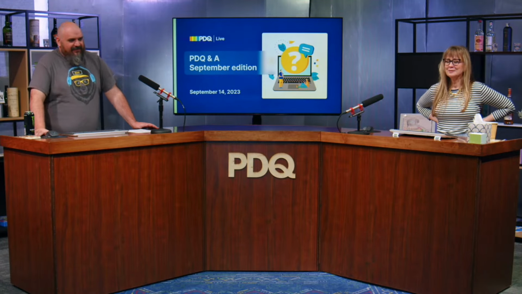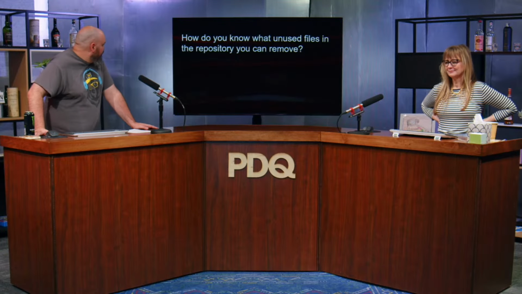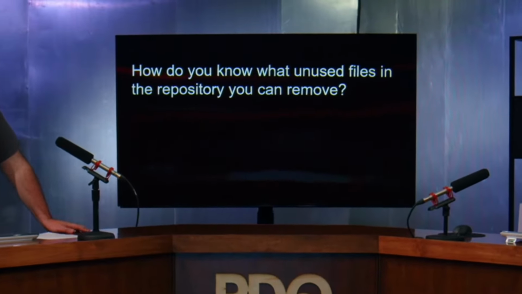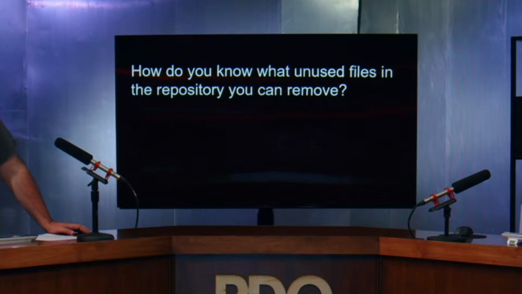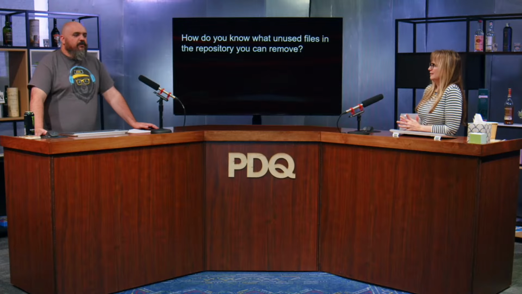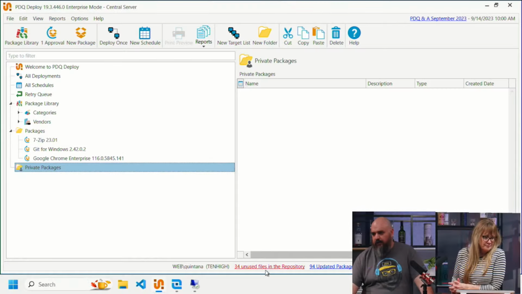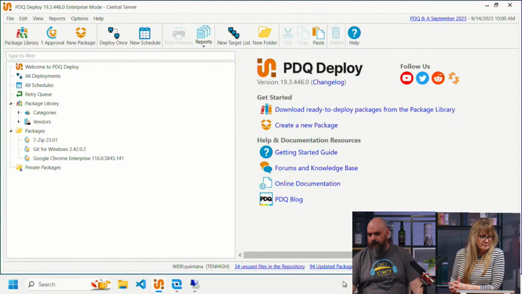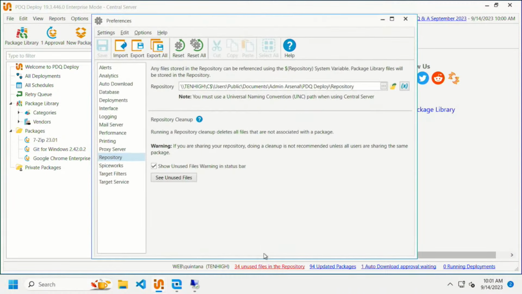Question: How do you know what unused files in the repository you can remove? There's a cleanup function, isn't there? There is a cleanup function. We have it right down there. Currently we have 30 unused files, or if there's nothing, it's not linked down there. If you go to the repo, there's the unused files.